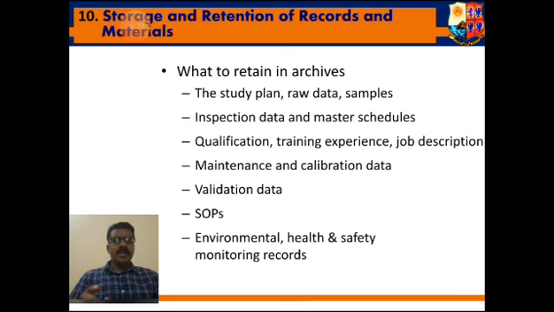If any study material is disposed of before the expiry, the reason is to be justified and documented. Index of materials retained in these archives, then controlled access to the archives. In case the laboratory goes out of business, the archives are transferred to the relevant sponsors.